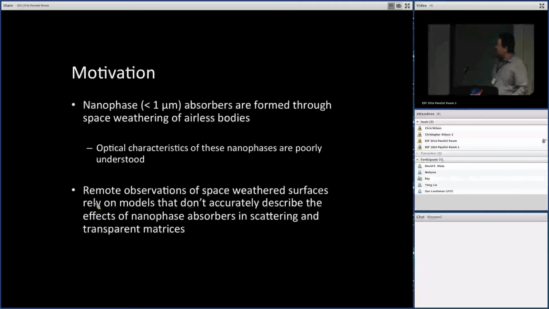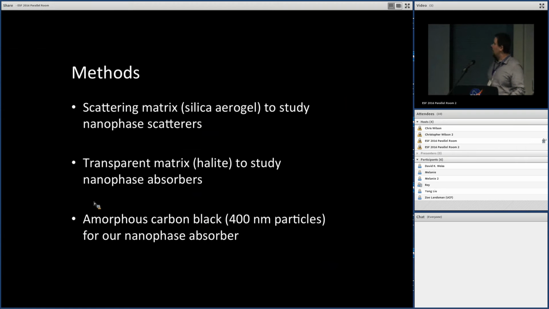Our main motivation for this study is to start characterizing the optical and spectral effects of these nanophase absorbers that are formed through the space weathering process. The optical characteristics of these nanophase particles are really poorly understood. We're talking about things down at the 5 nanometer level. By that I mean that the remote observations and the models are not yet matching up. We can't really get a good handle on matching what we see.